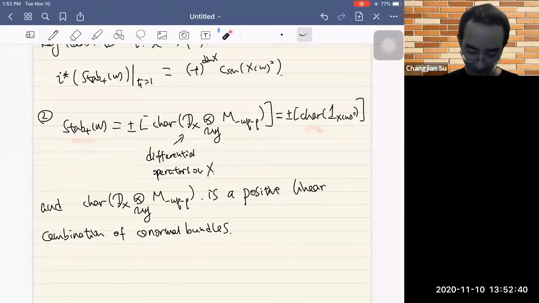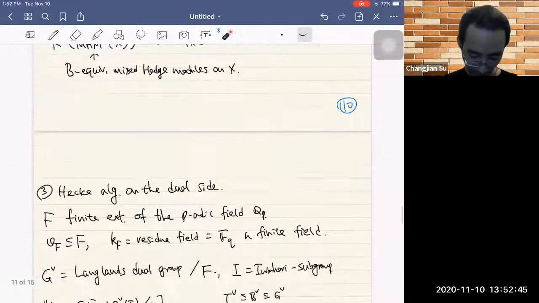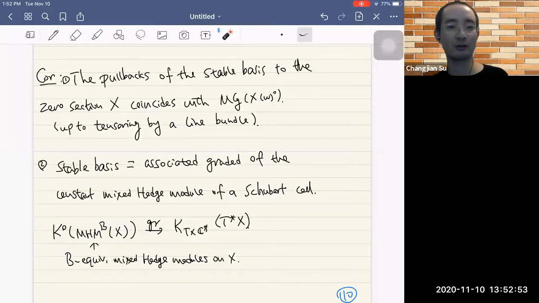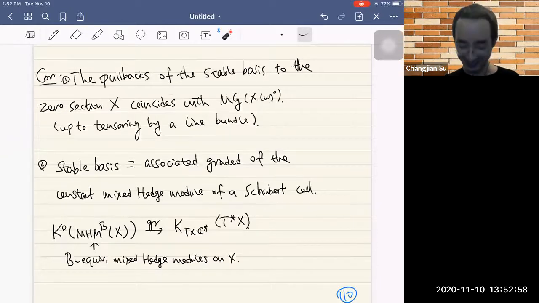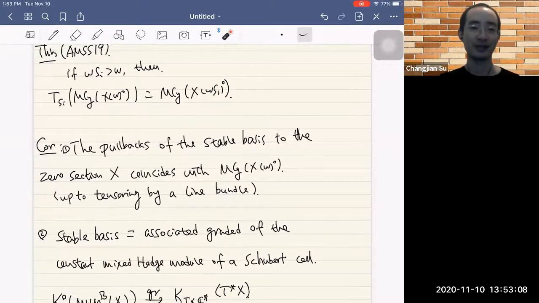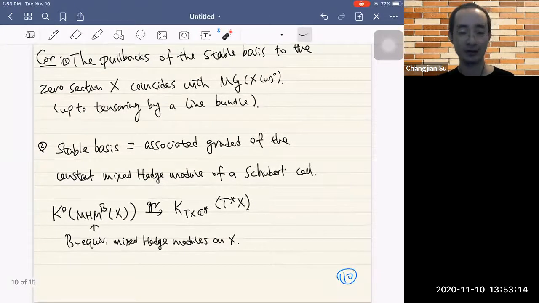And in the K-theory case, we say the K-theoretical stable basis is also equal to some characteristic cycle of some mixed Hodge modules. I don't know whether this will hold in the general situation for a general cotangent bundle or not. Anyway, this is about the Hecke algebra action and the deformation of the usual Schubert classes. This is the Hecke algebra on one side, and then we will see the Hecke algebra on the dual side.